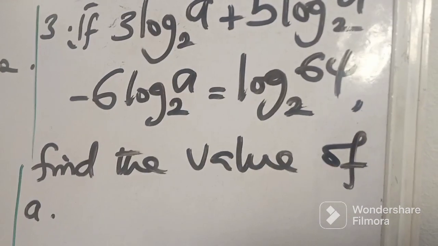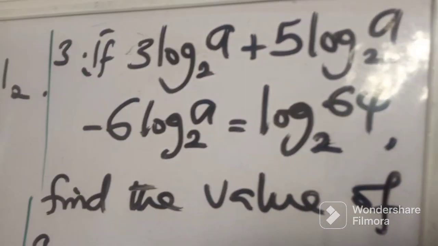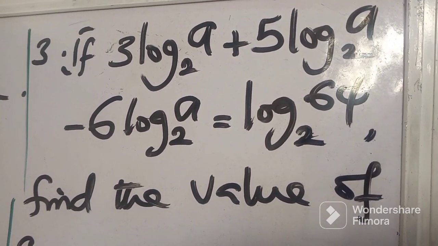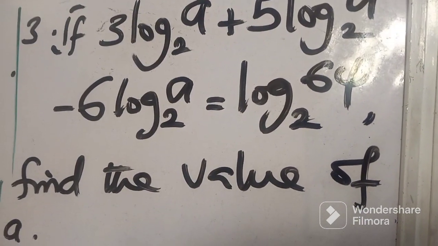Question 3. If 3 log a base 2 plus 5 log a base 2 minus 6 log a base 2 is equal to log 64 base 2.